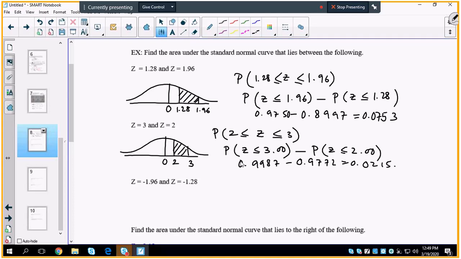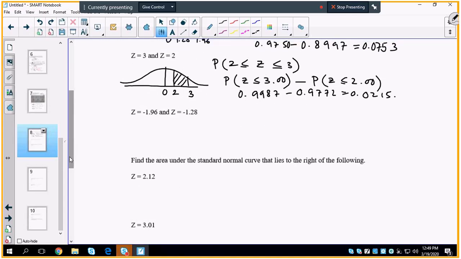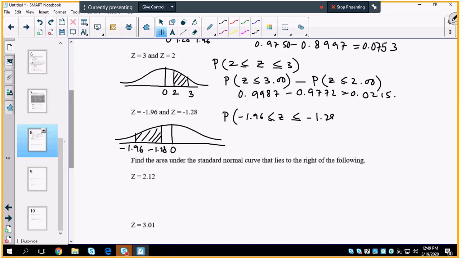Answers your question. Between negative 1.96 and negative 1.28. So this time both of your z-scores are on the negative side. Mean is 0. You get negative 1.28 closer to 0. Negative 1.96 is farther than negative 1.28 on the left. But the process is pretty similar. I will say negative 1.96 less than or equal to z less than or equal to negative 1.28.